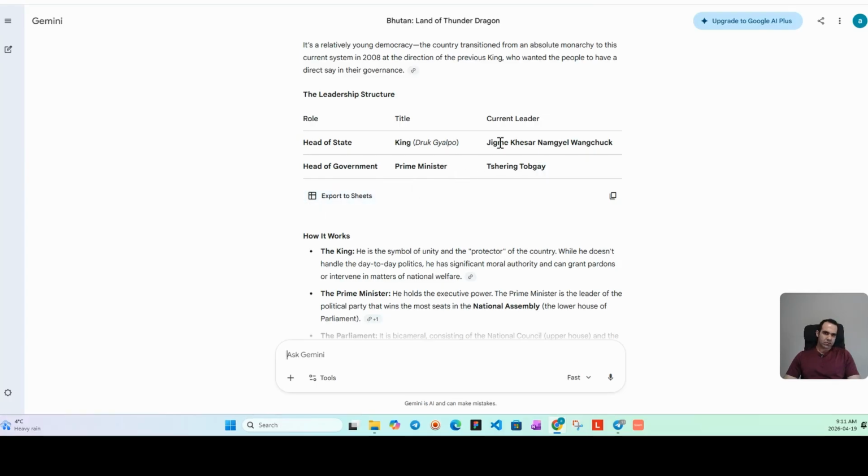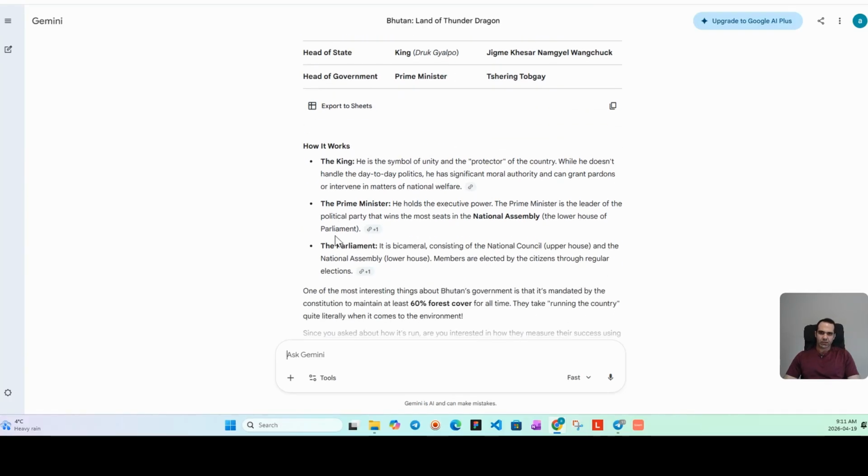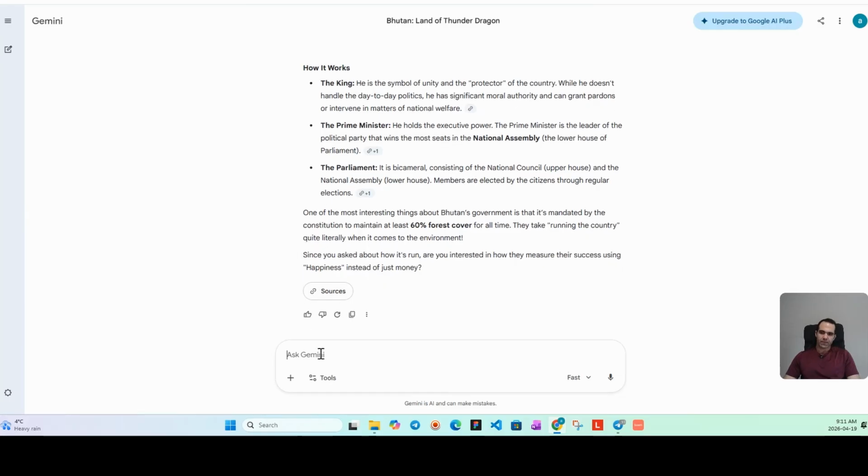This is the king, and this is the head of the prime minister. Okay. The prime minister holds the executive power. The prime minister is the leader of the political party that wins the most seats in the National Assembly, the lower house of parliament. Okay.